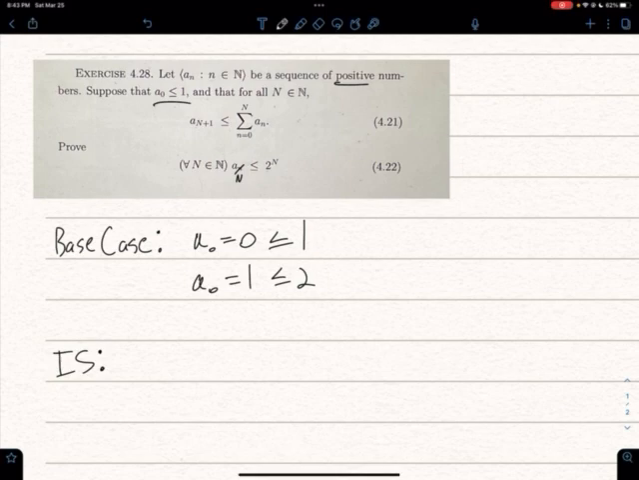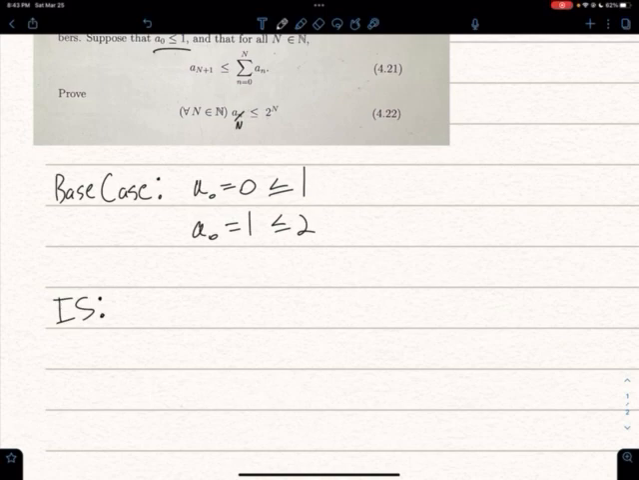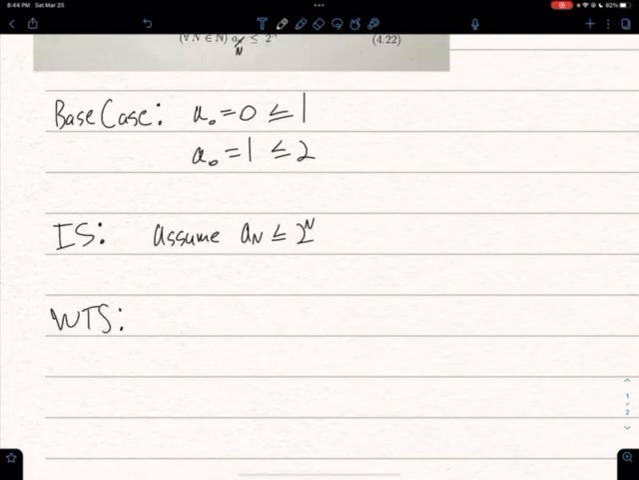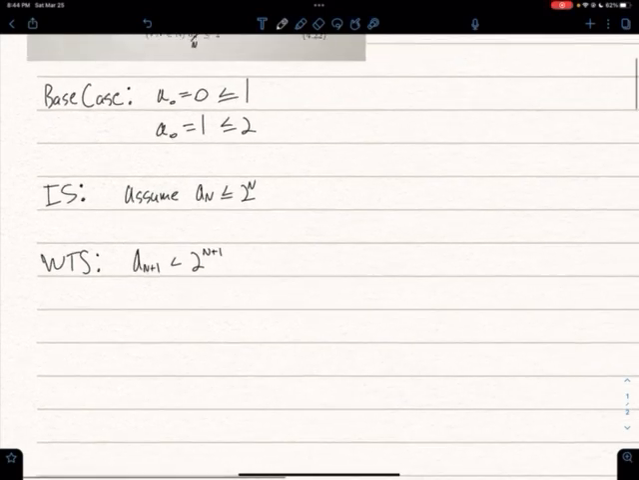All right, so for the inductive step, we assume that any term of the series, so we assume that aN, we assume this term is less than or equal to 2 to the N. And I'll switch both these to uppercase, just to stay consistent. All right. Given this, we want to show that a to the N plus 1 is less than 2 to the N plus 1. All right, so let's see.